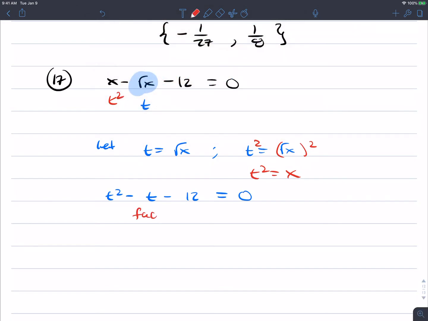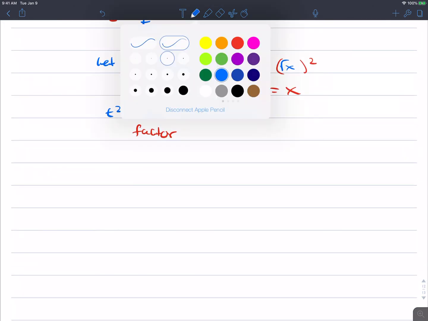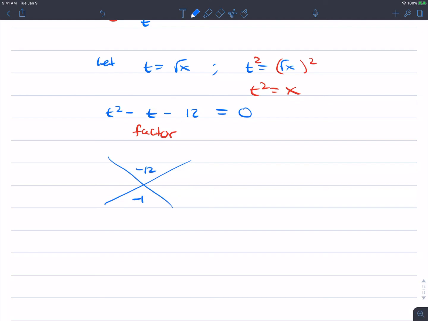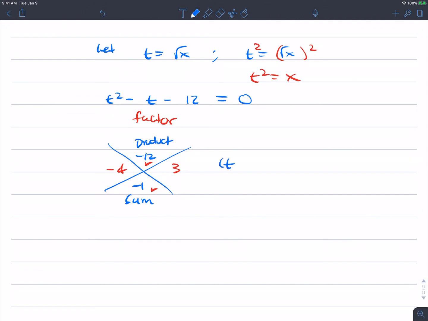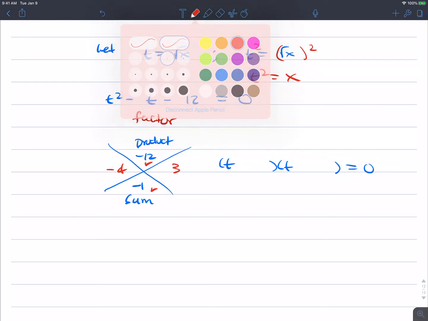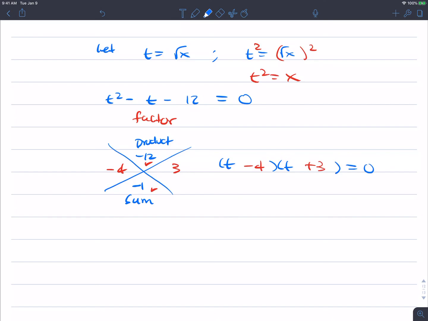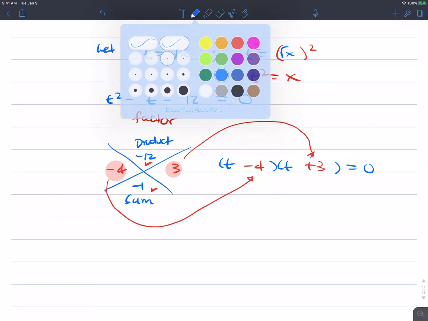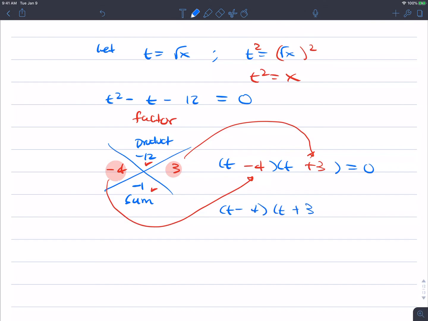And what you're going to want to do here is factor. Now again, we need two numbers whose product is negative 12 and whose sum is negative 1. So one of them is positive, the other one's negative. Negative 4 times 3 is negative 12. Negative 4 plus 3 is negative 1. So this will be negative 4, and this will be positive 3, because these numbers are what we are using again. Negative 4 goes here, the positive 3 goes here. So t minus 4 times t plus 3 is 0.